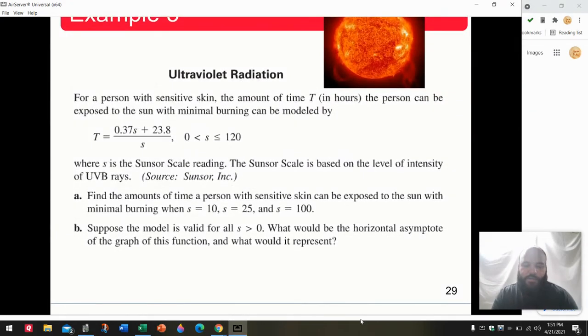Now, another problem I want to show you. It says for a person with sensitive skin, the amount of time, T, in hours the person can be exposed to the sun with minimal burning can be modeled by this model, where S is the Sunsor scale reading. The Sunsor scale is based on the level of intensity of UVB rays. It says, find the amount of time a person with sensitive skin can be exposed to the sun with minimal burning when S is 10, 25, and 100. So that first part is pretty straightforward.